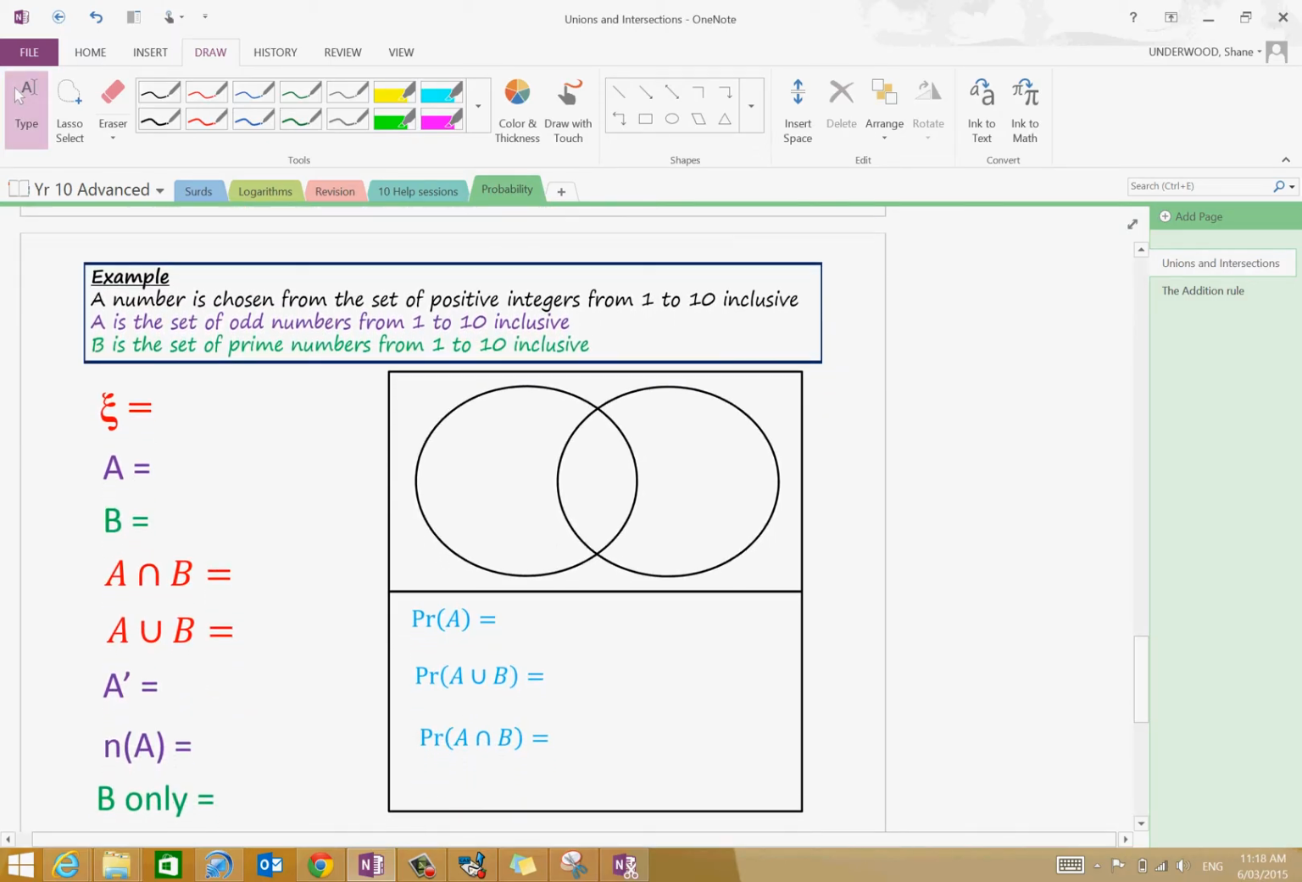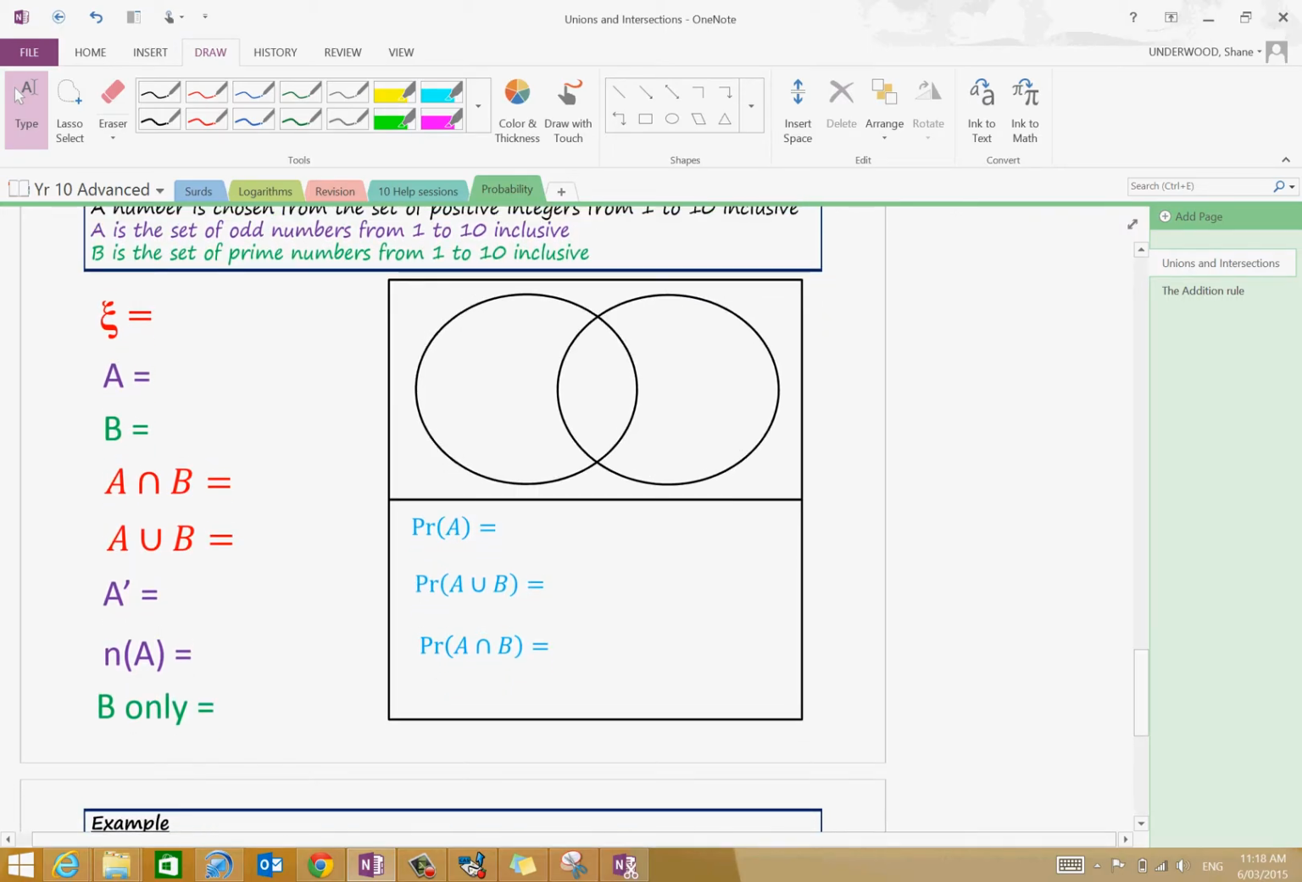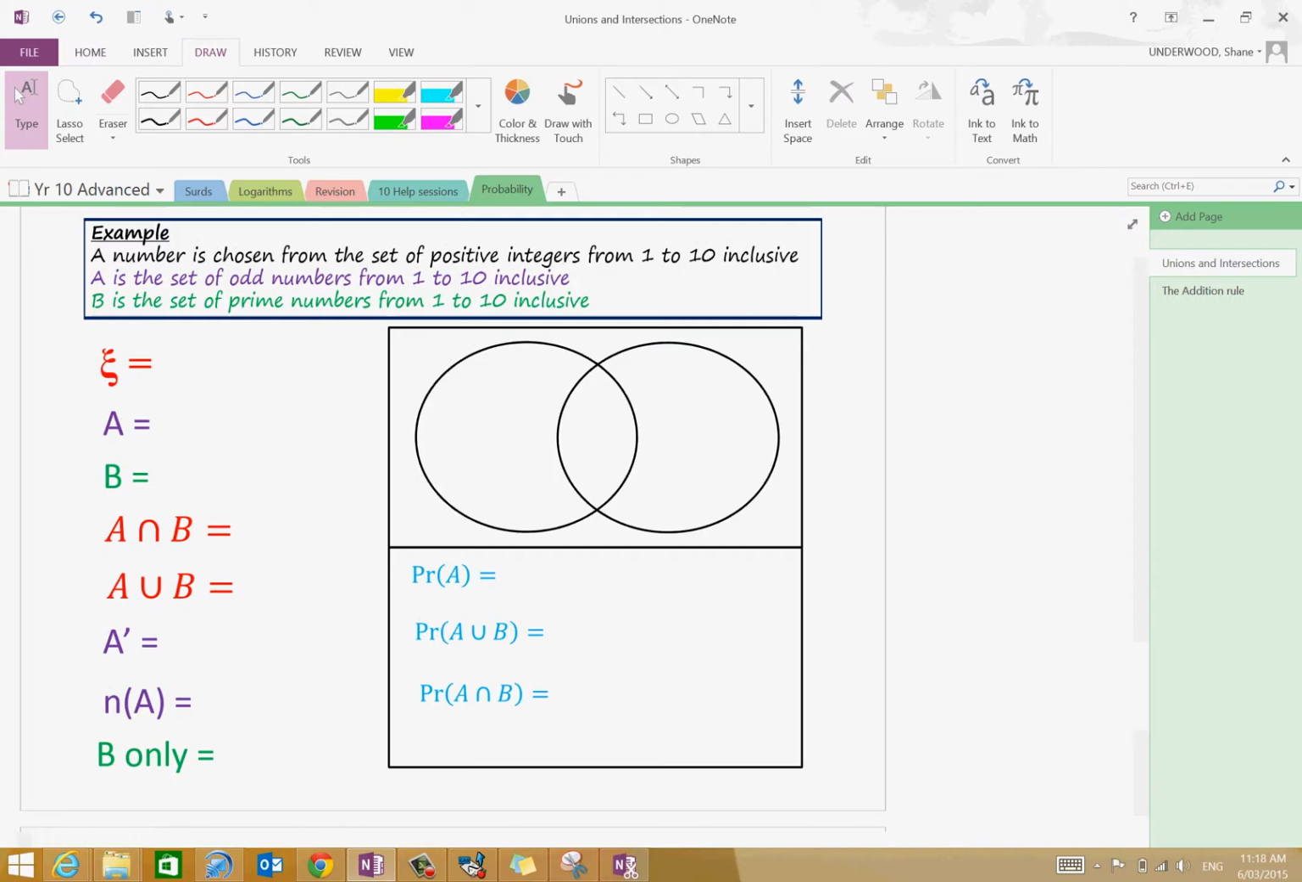Now, a number is chosen from a set of positive integers from 1 to 10 inclusive. A is the set of odd numbers. So therefore, what are the elements of A, please? From 1 to 10, what are the elements of A if A is the set of odd numbers? 1, 3, 5, 7 and 9, yes? There's 5 of them. What about B?